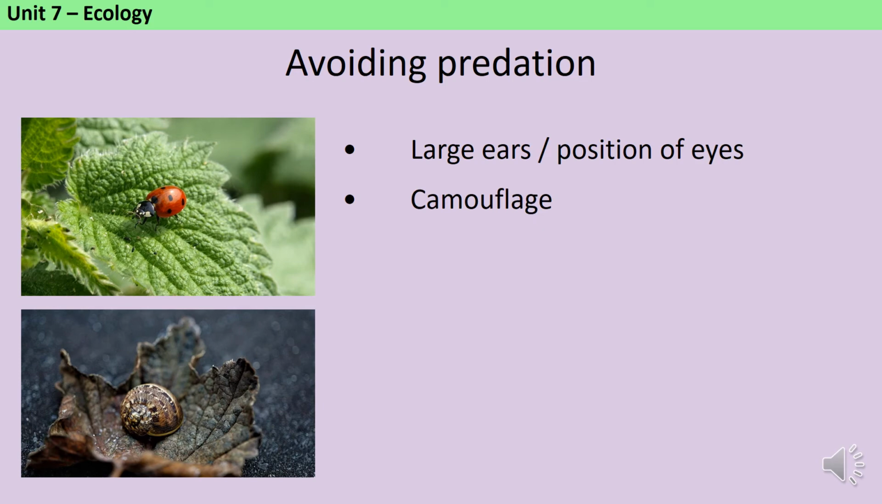Another way to avoid being caught by a predator is to be well camouflaged and blend into your background, like this snail on the leaf here. This means the predator is less likely to see you and therefore you're less likely to be eaten.